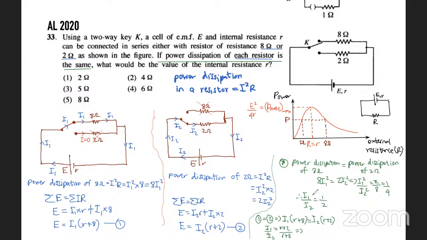People, I1 over I2 we know that is half. Half equals r plus 2 over r plus 8. What should I do? Cross multiply it. What do we get? R plus 8 equals 2r plus 4. That means the final answer: r is equal to 4 ohm. R is equal to 4 ohm, isn't it? We're getting r is equal to 4 ohm.